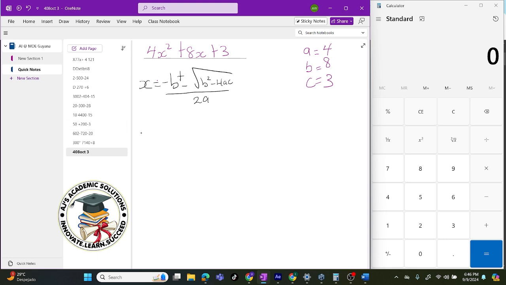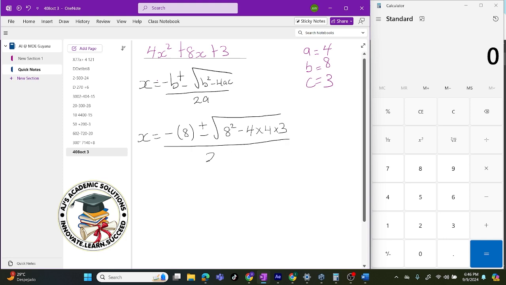So we're solving for x, so x is equal to, notice it's a negative in front of b, so it's minus, and in this case, b is 8. Now I want you to practice doing it this way because there are some times when your b value can be negative. Okay, moving forward, we have plus or minus the square root. b is 8 squared minus 4 times a, which is 4, times c, which is 3, all being divided by 2 times a, which is 4.